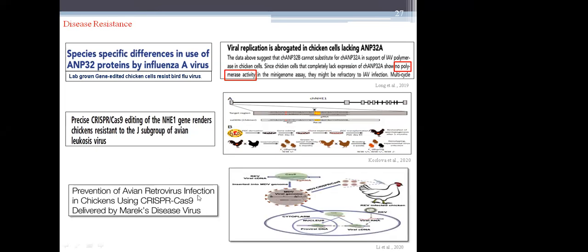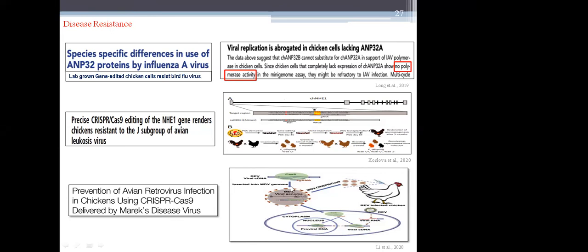Avian retrovirus infection is an oncogenic retrovirus, and causes huge losses in chickens. But this system was not developed for the embryos, it was developed for adult birds. It is just inoculated as a vaccine into the adult chickens. In this system, it has been seen that not only did the bird get immunity against avian retroviruses, but also against Marek disease virus.